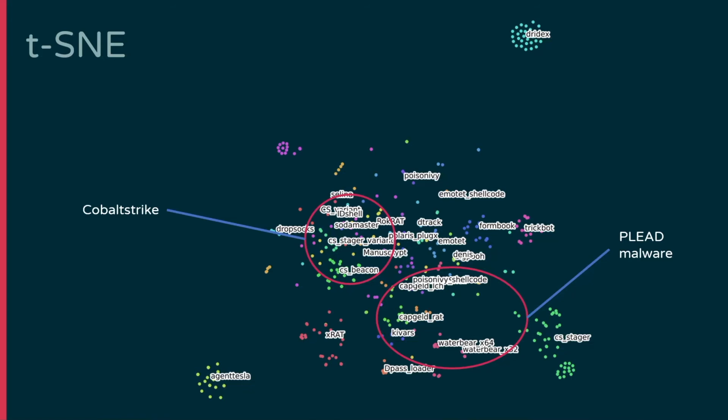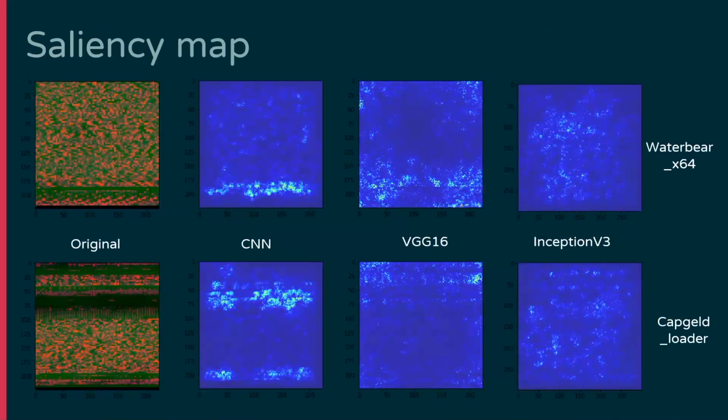The second one is on the left. We can see the Cobalt Strike beacon, the Cobalt Strike stager loader, and the Cobalt Strike beacon variant are also very close. So it means that our embedding can make a malware variant close to the original malware family. This feature is helpful to recognize new malware variants and inspires the zero-shot learning we will talk about later.